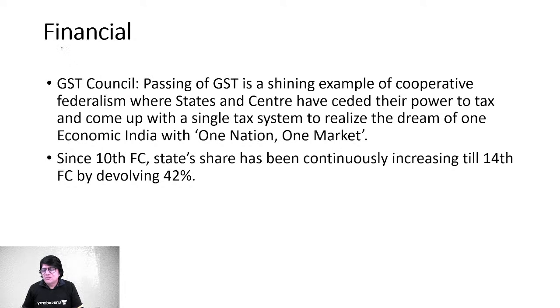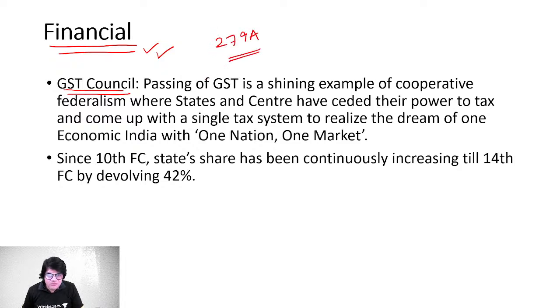Now, I was talking about the financial relationship between the union and the states, and how cooperative federalism is reflected or manifested there. Now, we have the GST Council. I already told you that Article 279A talks about the Goods and Services Tax Council, which is the highest body deciding on various policies concerned with the goods and services tax.